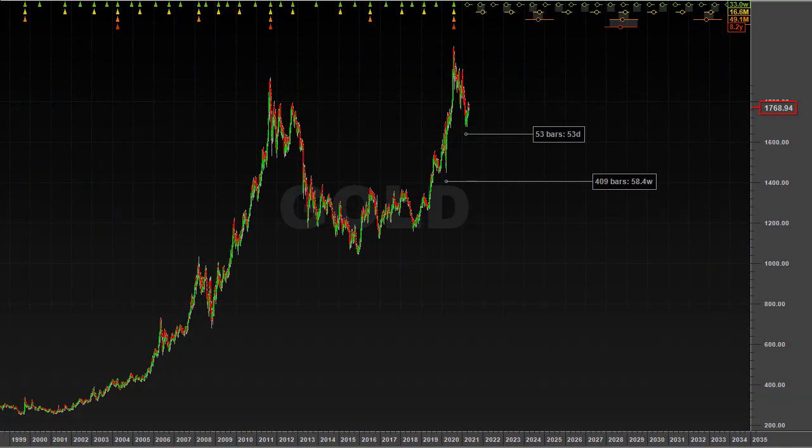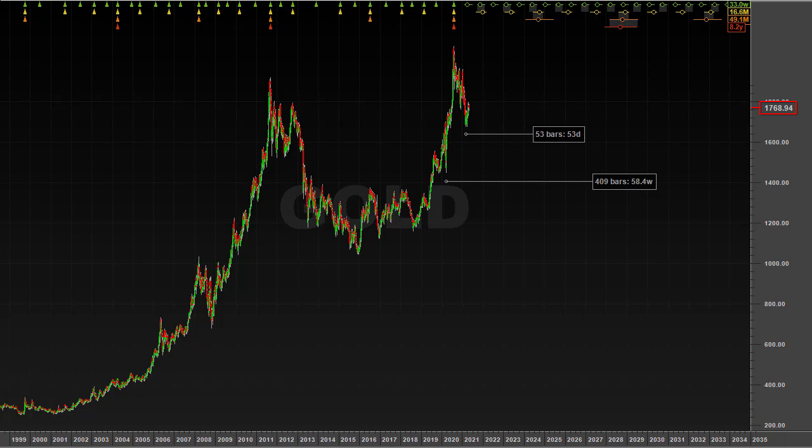Gold is a really fascinating instrument to analyze using Hurst Cycles, and in the Cycles course that Hurst wrote way back in the 1970s, he dedicated a whole section of the course to gold because he suspected that the cycles which influenced gold might be slightly different to the cycles that influence stock markets.